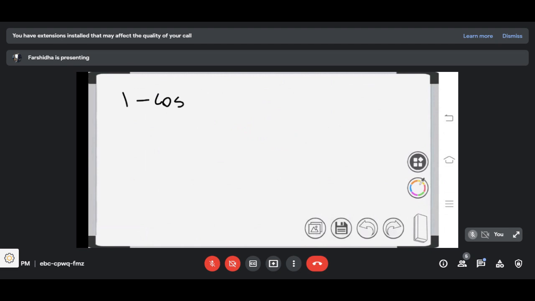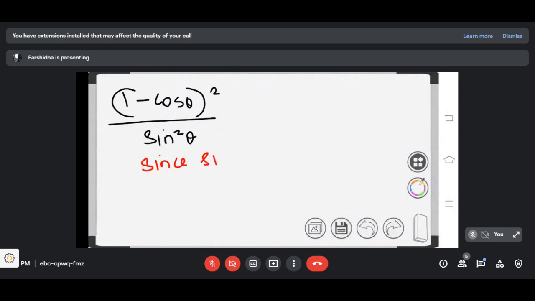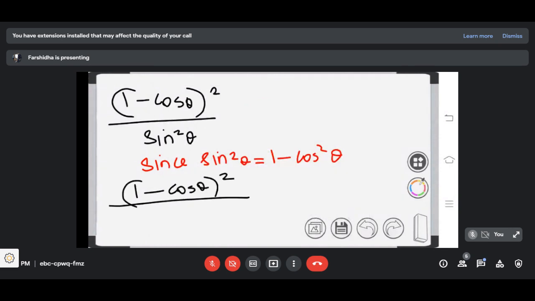So you got 1 minus cos theta whole square divided by sin square theta. Below that, since sin square theta is equal to 1 minus cos square theta, from identity number 1, I have told you sin square theta you can write as 1 minus cos square theta. So I'm going to substitute this sin square theta as 1 minus cos square theta. Below that, 1 minus cos theta whole square divided by 1 minus cos square theta.